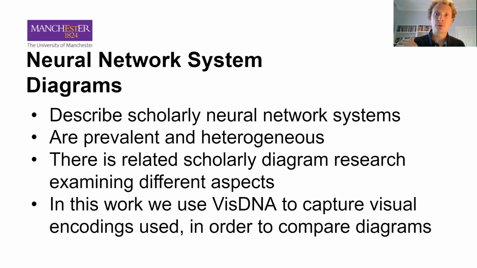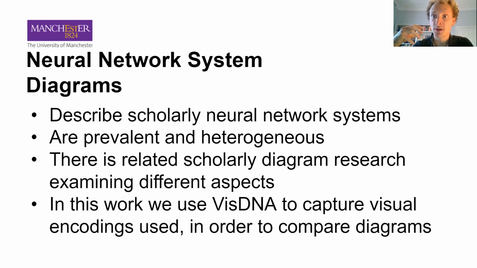So neural network system diagrams are from within a particular corpus. We're looking at conference proceedings, and they often include these. So they're prevalent, and they're heterogeneous, both in terms of the content and in terms of how they're visually encoded. And we have several other papers in this conference which are describing different aspects of this, be that from a statistical point of view or from within the paper context about citations. So those are two different ones. And there's also a graduate symposium, which I'd be delighted if you're interested in as well.